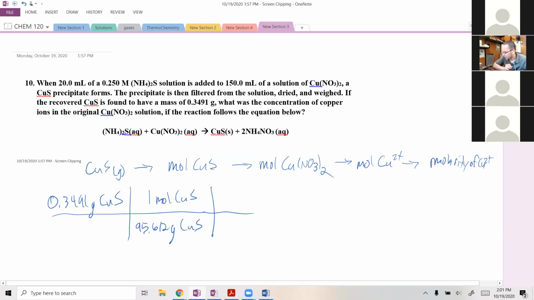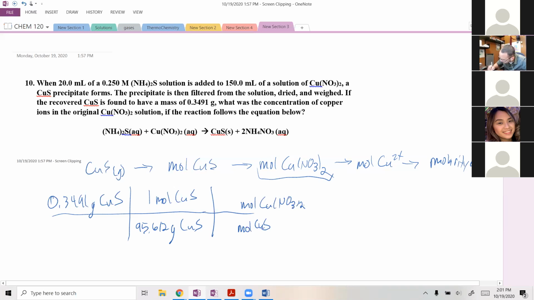95.612. Very good. So now that we're in the moles of the copper sulfide, how can I change that into the moles of the copper nitrate? What do we use for that? Mole to mole ratio. Mole to mole ratio. So in this example, is our equation balanced?